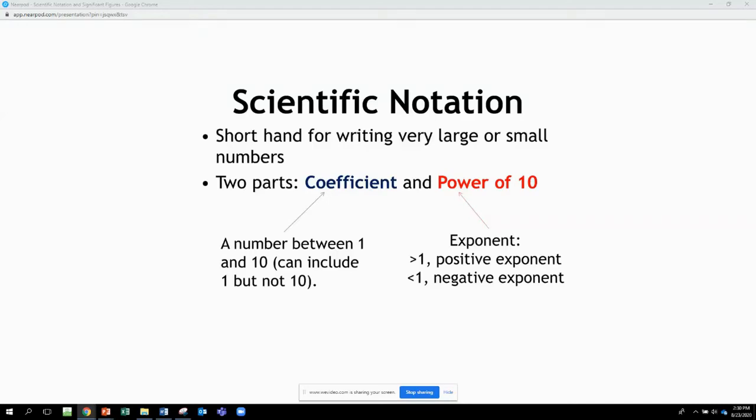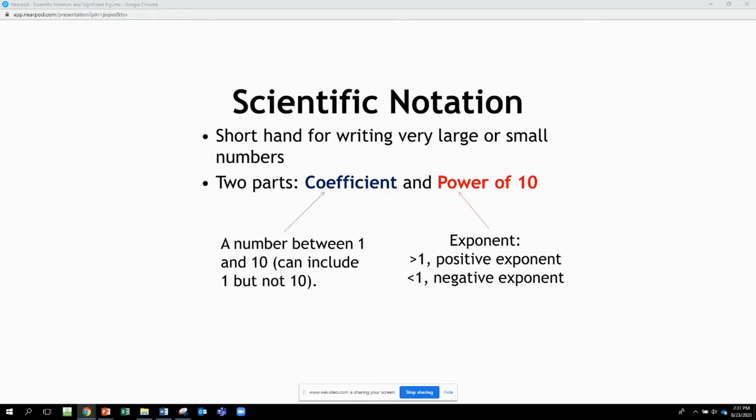Hi, today we're going to start talking about scientific notation. Right now, pause the video if you do not have a calculator in front of you and go get yourself your scientific calculator because you will need it for today's lesson. So what is scientific notation?